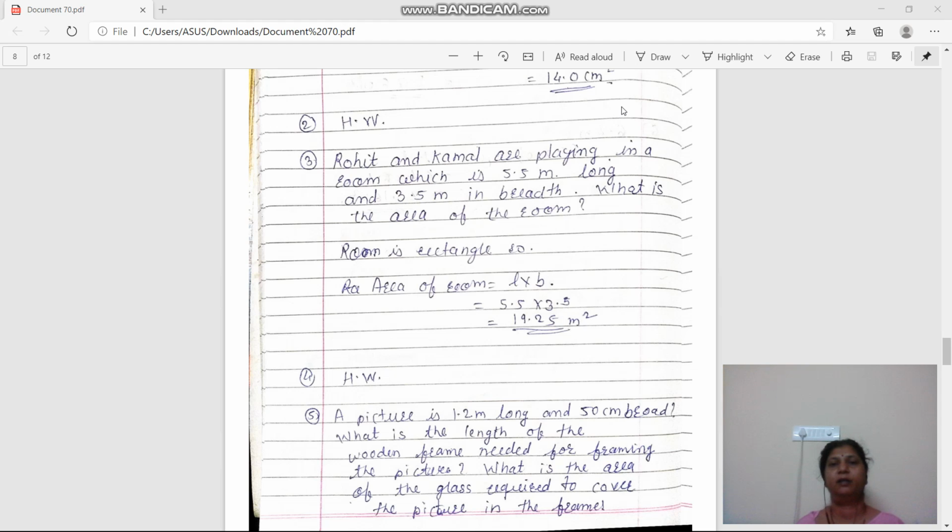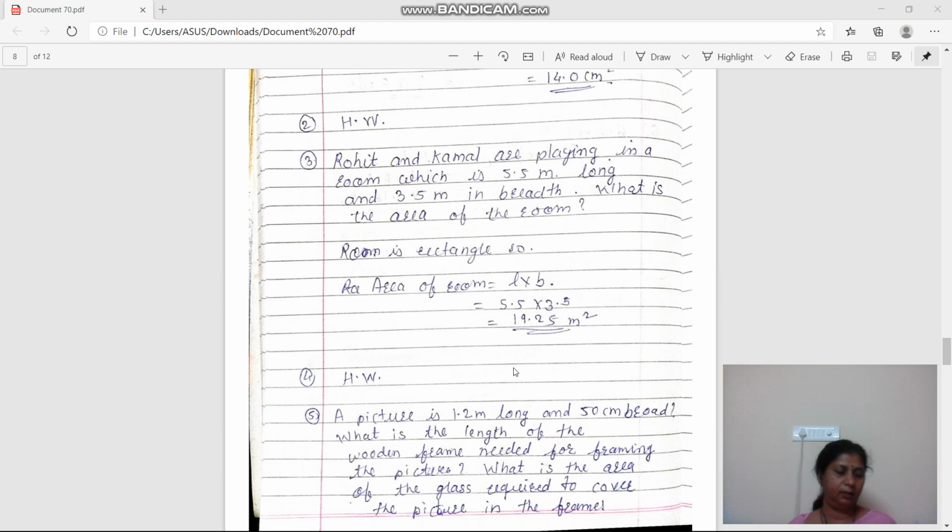So what is the length? 5.5 multiplied by 3.5. If we multiply, we get 19.25 meter square. I have not shown you the multiplication here, because so many times we have done such type of multiplication of decimals. If you want, you can roughly multiply it, right? Okay, so the fourth example I have given you as homework, so let's read it.